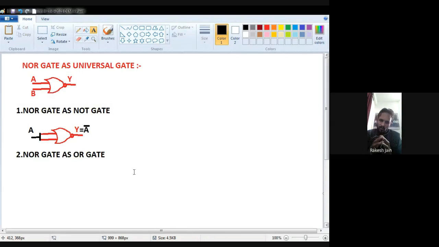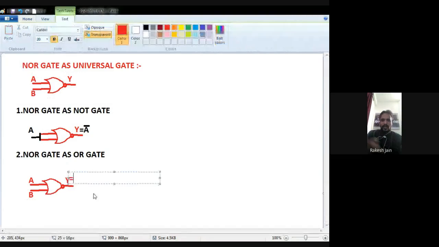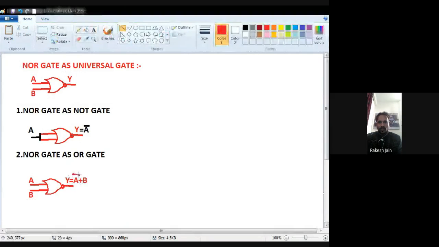So if I want to build an OR gate with the help of NOR gate, I have to complement the output of NOR gate. Then I will regain the OR gate output. This is the symbol of NOR gate, in which the output Y is equal to A plus B having a bar. Now I want to build an OR gate with the help of this NOR gate.